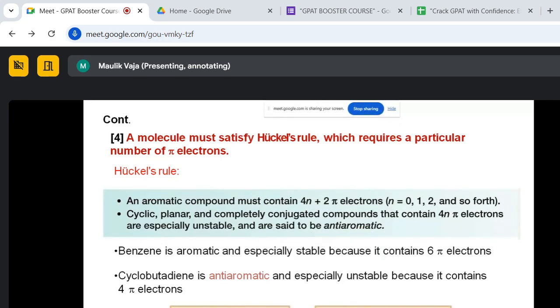You can see the example of 1,3-cyclobutadiene. It is cyclic, it is planar, it has conjugation, alternate double bond, single bond, double bond, single bond. Conjugation is also there. But if we count pi electrons, it contains 4 pi electrons, and that's why it becomes anti-aromatic. Are you getting it? If you have any doubt, you can ask.